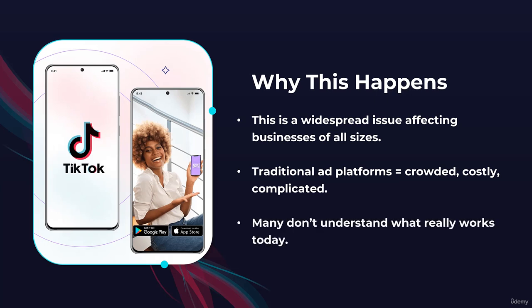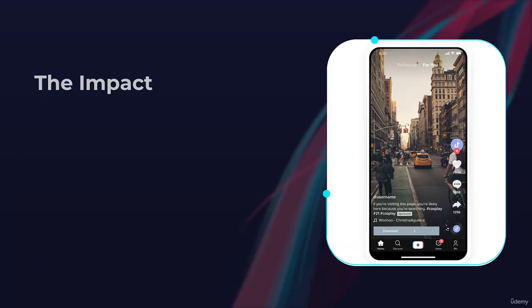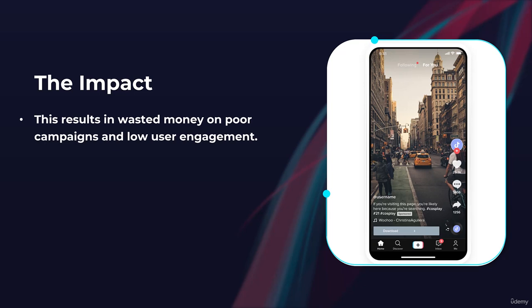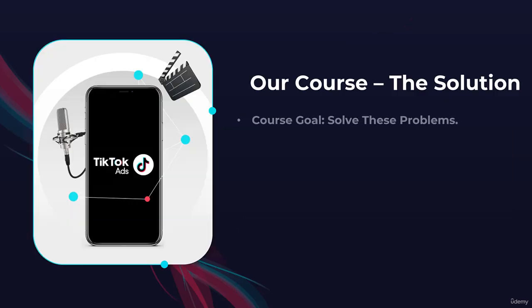Many businesses fail to grasp what truly works in today's fast-paced digital world. They launch ads that look like ads, interrupt users, and quickly get scrolled past. They don't understand the unique psychology of platforms like TikTok, leading to wasted ad budgets on ineffective campaigns, low engagement with their content, struggling to find new customers or generate quality leads, and ultimately missed opportunities for explosive growth in a booming market.